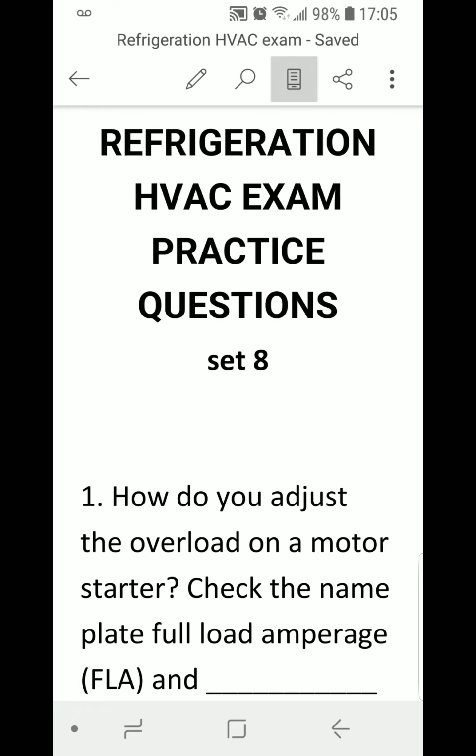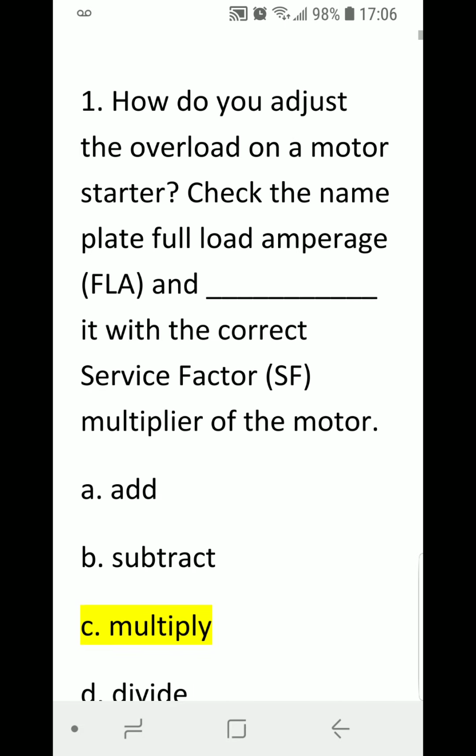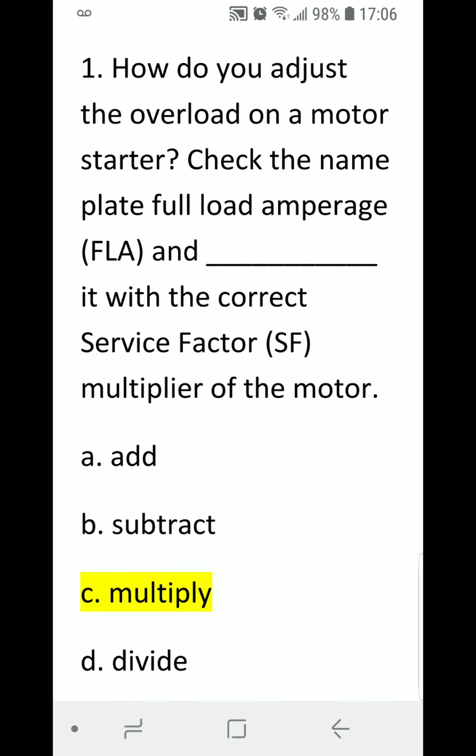Refrigeration HVAC exam practice questions set number 8. Number 1. How do you adjust the overload on a motor starter?